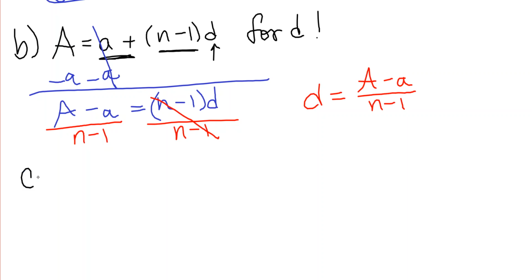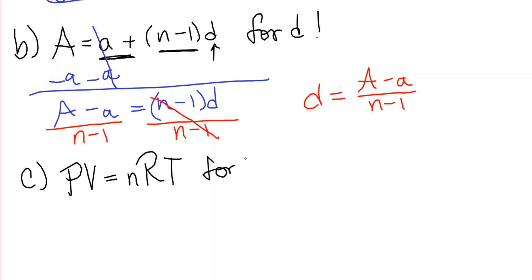Let's move on to C. So for C, I'm going to be doing PV equals nRT. And if you've had science already, you know that this is called the ideal gas law. You may know that it's the ideal gas law if you've had science recently. And P is pressure, V is volume, T is temperature, n is the number of moles, and R is a constant. So there you go. Gas. Woohoo! We're going to solve this for T.